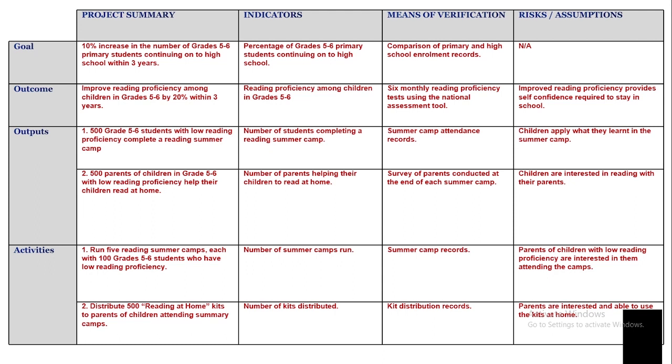And then you state any risks or assumptions relating to the outcome and outputs. The assumption here is that improved reading proficiency provides the self-confidence required to stay in school. So you relate all this to your project. Whatever your project is, you set your goal, your outcome, your outputs, and activities in a logical way so that all these feed into one another.